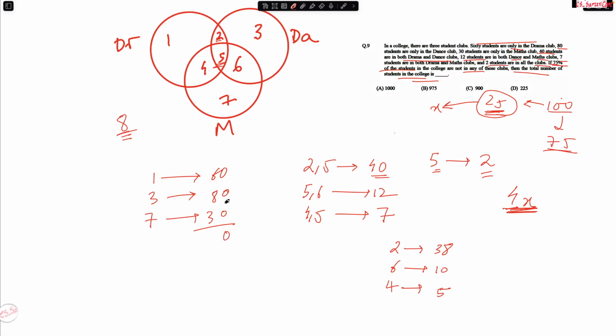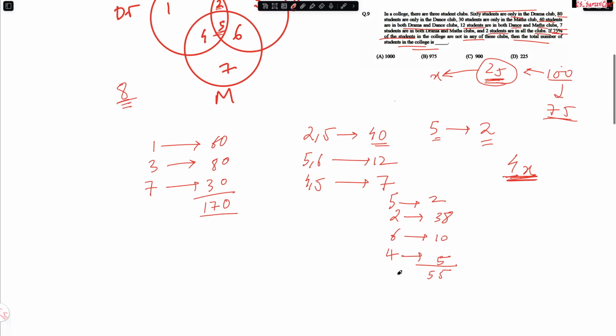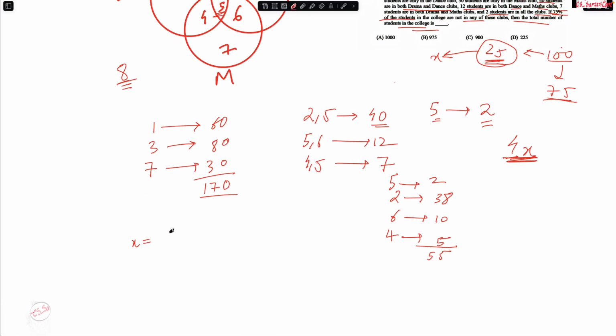Add this together, we get what? 6 plus 8 is going to give you 14. 14 plus 3 is going to give you 17. 170. Add these three together. What do you get? Add this 2 here also. For 5 we have 2. 2 plus 38 is going to give 40. 40 plus 10 is 50. 50 plus 5 is 55. Okay. So now we know that x is equal to 170 plus 55.